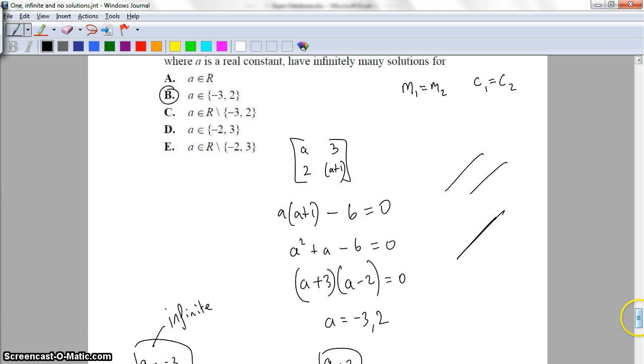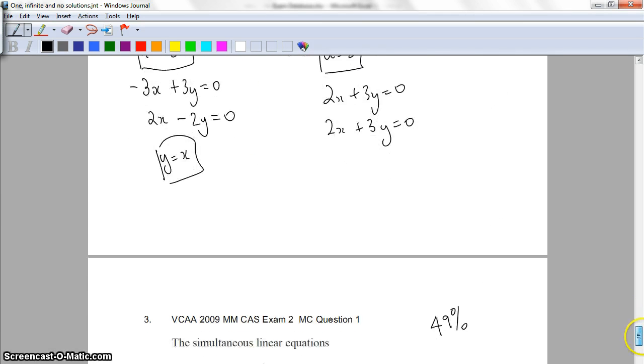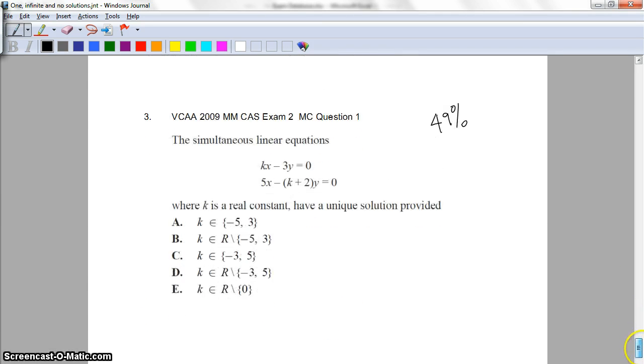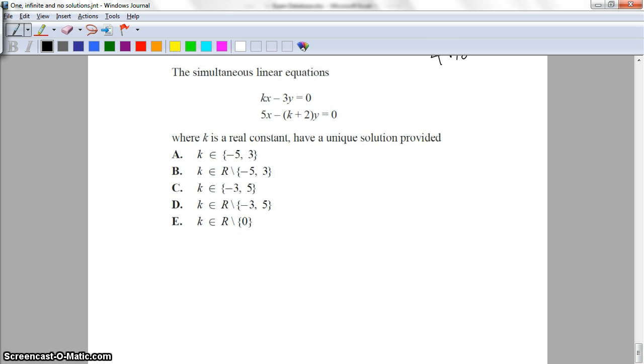Okay? Right. The next one we're going to have a look at is sort of similar, but this one says, we're back to one unique solution again. So again, I'm going to use matrices because I believe it's the quickest way of doing things. Remember, one unique solution means that the gradients are not the same. Now what I need to do is use the determinant to find out when the gradients are the same, and then say anything but those two things.